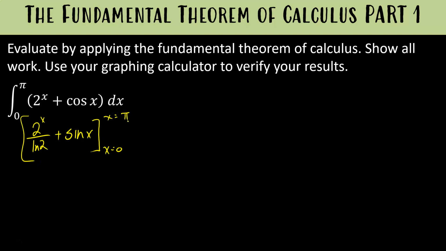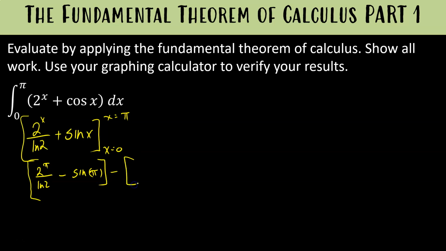I probably should have said, hey, 2 to the x is continuous everywhere. We don't really have to worry about continuity or differentiability. Cosine is continuous everywhere. We don't have to worry about continuity or differentiability. So let's see. 2 to the pi over natural log of 2 minus sine of pi.